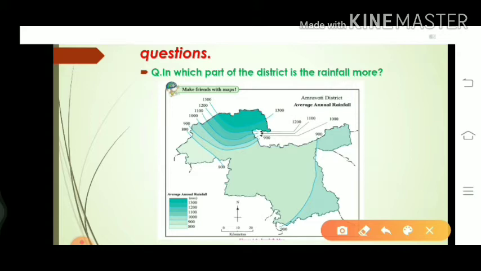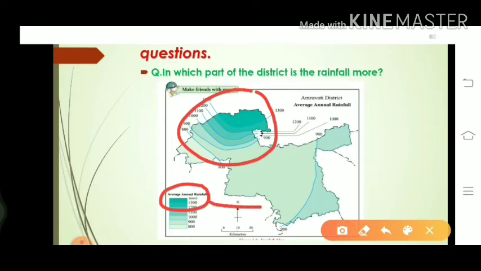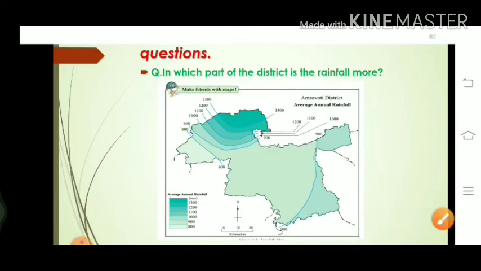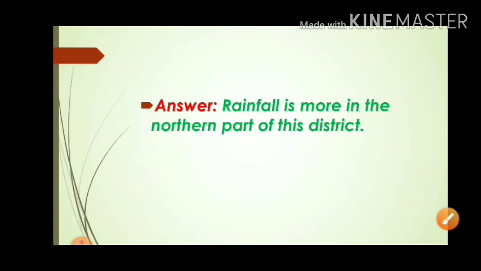When we look at the map, this part looks so dark, and when we go towards the index, here also we can see a dark part. When we concentrate our attention on this index, we can see that 1300 millimeter rainfall is there. It means the northern side of this map has more rainfall. So the answer of this question is that rainfall is more in the northern part of this district.